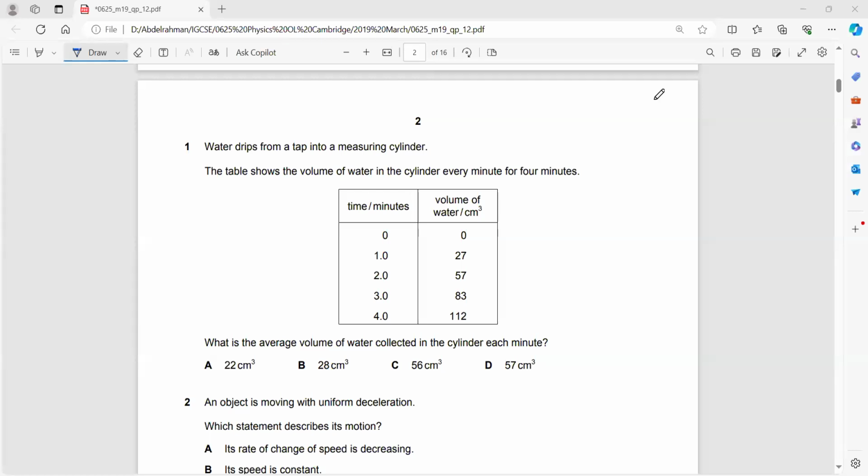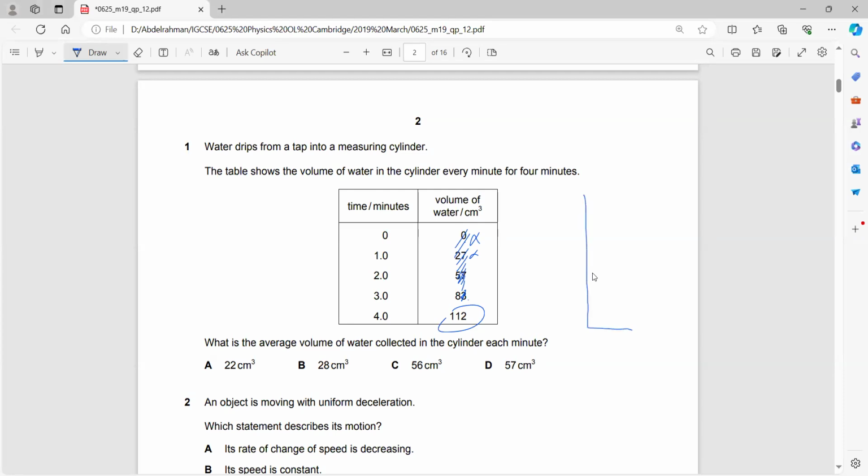It's simply, we just need to divide the total volume by the total time. The total volume by the total time. What's the total volume for this question? You cannot add 0 plus 27 plus 57 plus 80. That's not the total volume. The total volume is the final volume we reached.